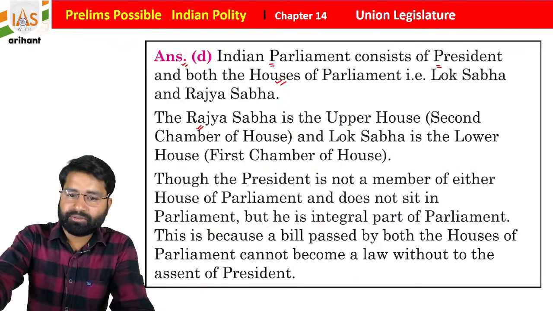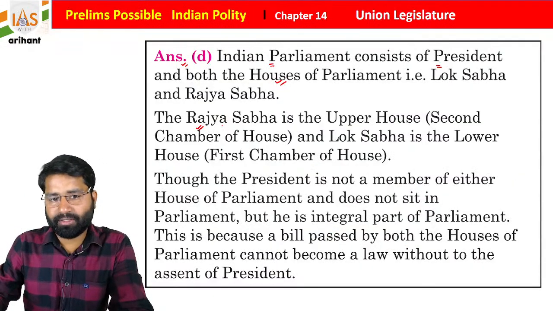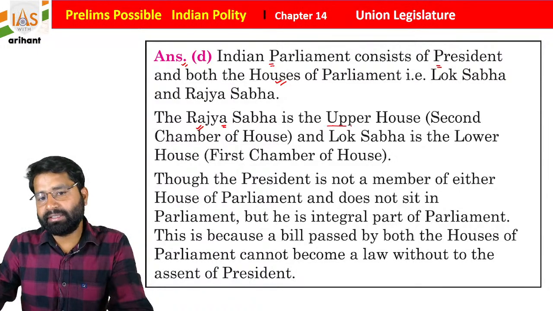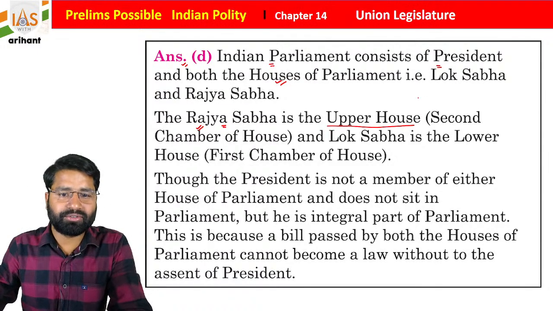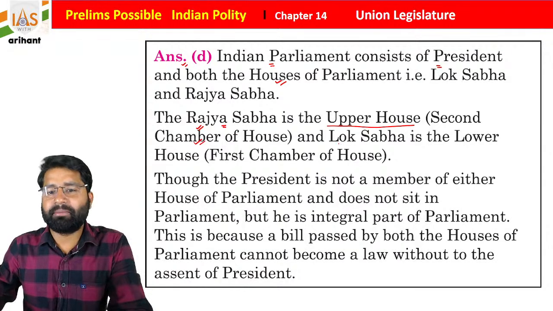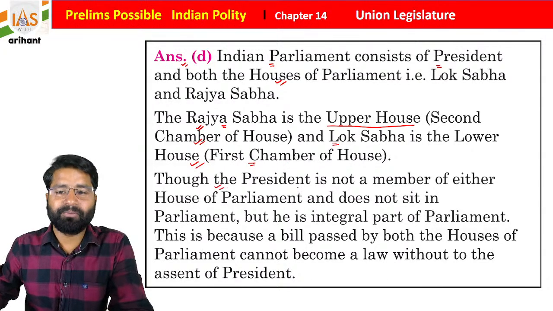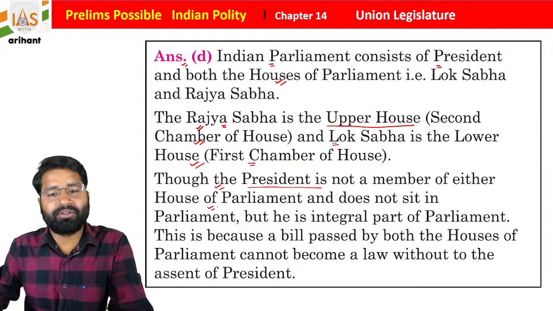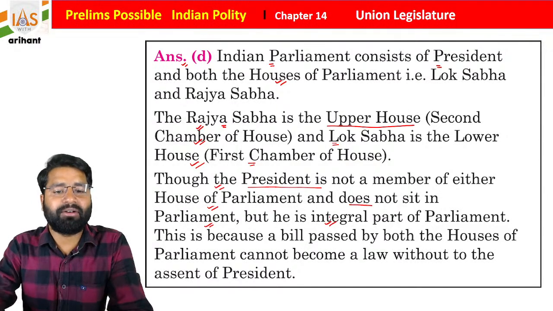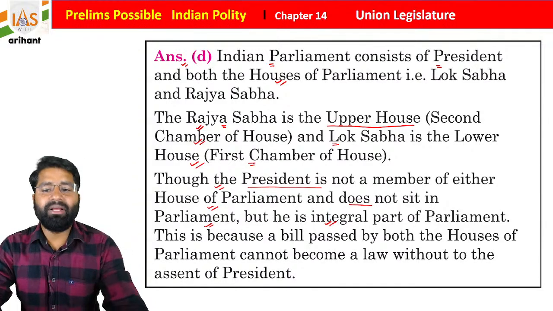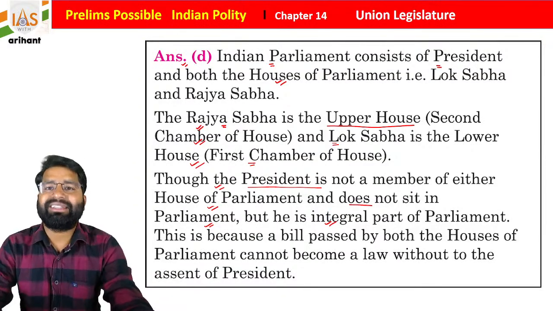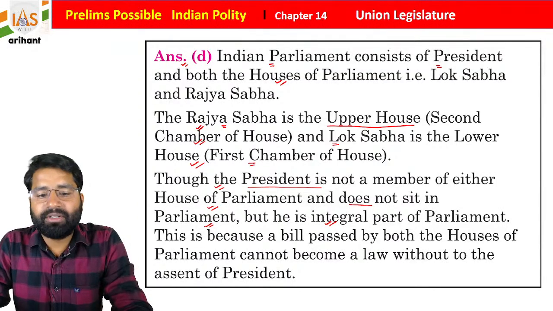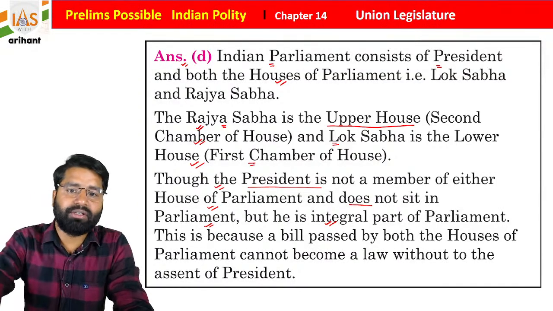Okay, everyone. So just see the explanation part as we already discussed. The Rajya Sabha is called the upper house, though this is not written in the Constitution, or you can say the second chamber of the house. Lok Sabha is called the lower house, and it is the first chamber of the house. Though the President is not a member of either house of the Parliament and does not sit in the Parliament, he is an integral part of the Parliament, because a bill passed by both houses of the Parliament cannot become law without the assent of the President of India, students.